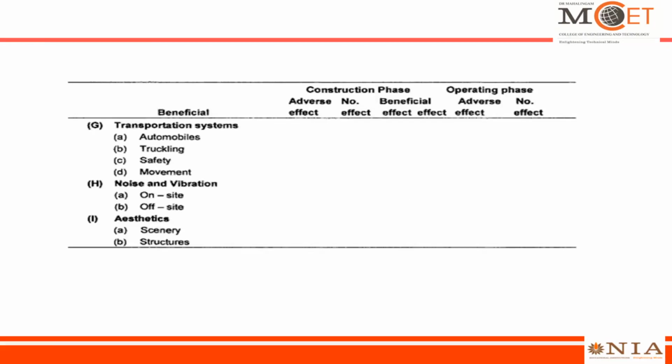Some more categories: transportation systems, automobiles, trucks, safety, movement. Noise and vibration on the site and off the site. On the site is wherever your building construction is going on. Off the site is in the surrounding areas, what kind of impact it will have. Then noise and vibration, and aesthetics, that is scenery and the structures, how it is going to look, whether it is going to have a positive impact, no impact, or negative impact. During the construction phase you may have something, during the operation phase you may have something else. So they segregated them into different phases of the project.